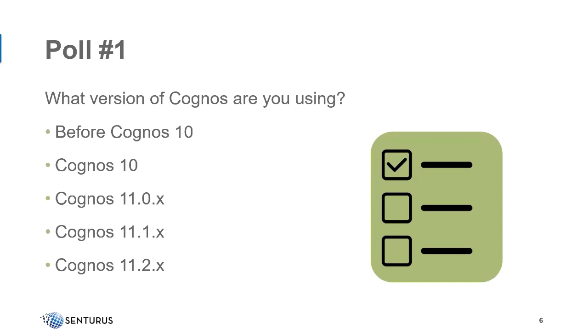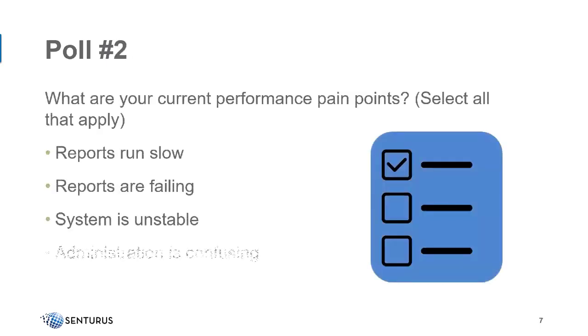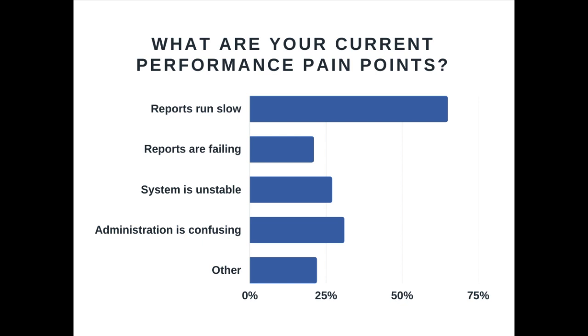Let's go on to the second poll. It's about what your current performance pain points are. There are some common areas where we run into performance issues in Cognos. Do you have slow running reports, failing reports, just an unstable system in general? Maybe you have dispatchers that crash on a regular basis. Or do you find Cognos administration just to be confusing, or other? A lot of you have slow running reports, but things are pretty well distributed across the other items: some report failures, instability, administration. Luckily for everybody today, Todd is going to touch a bit on all of these things.